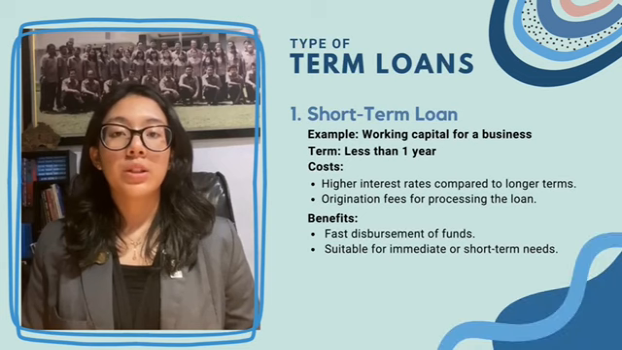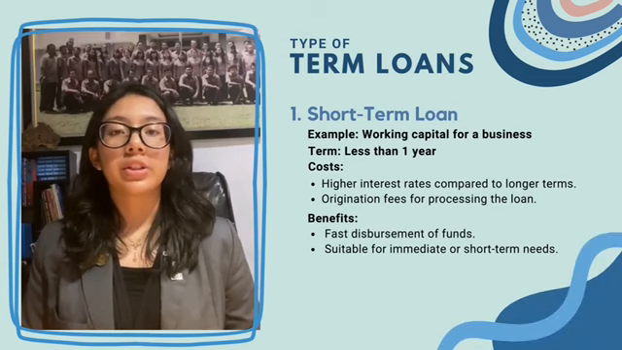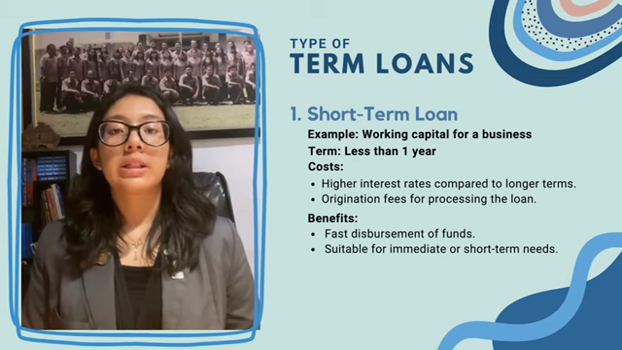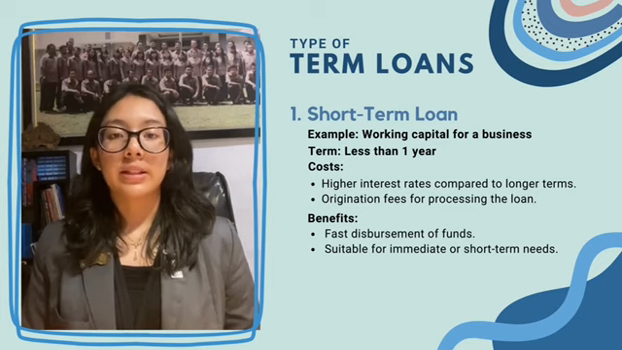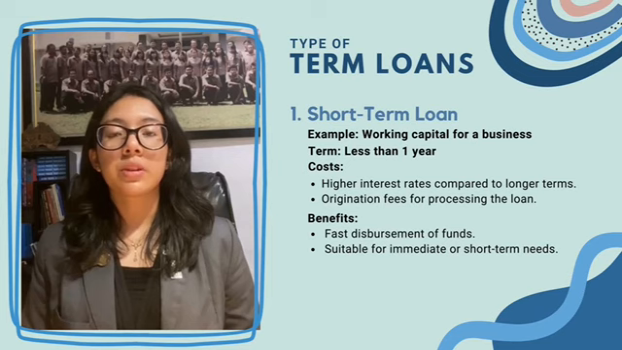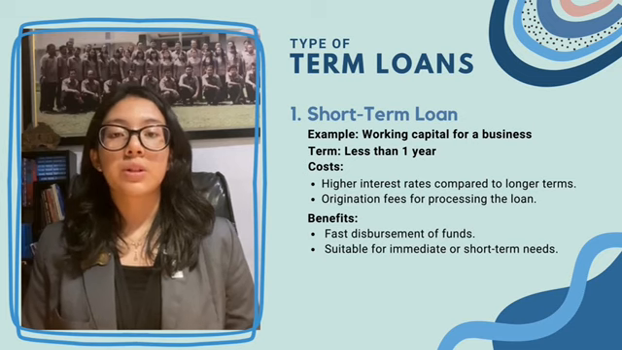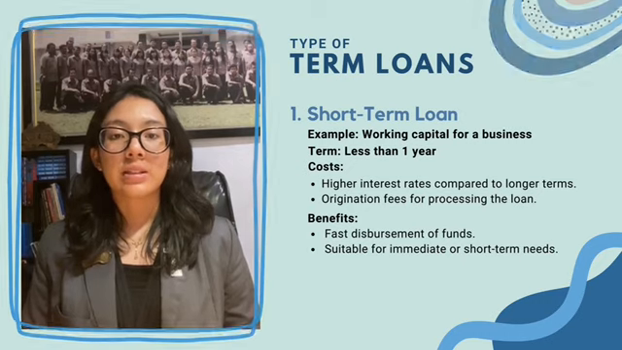Types of term loans and the costs and benefits of each. First is short-term loan. For example, working capital for a business covering unexpected expenses, for a term typically less than 1 year. As for cost, first, higher interest rates compared to longer terms, then origination fees for processing the loan. For the benefits, fast disbursement of funds, and it is suitable for immediate or short-term needs.